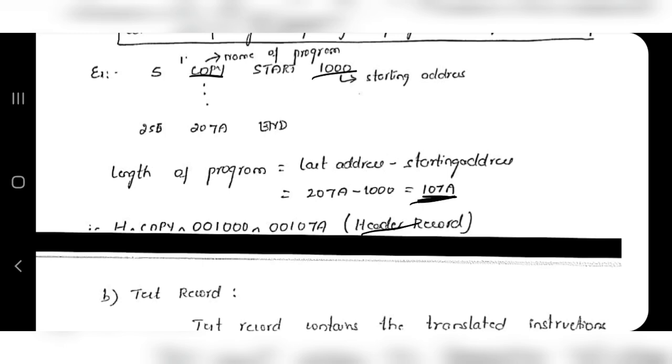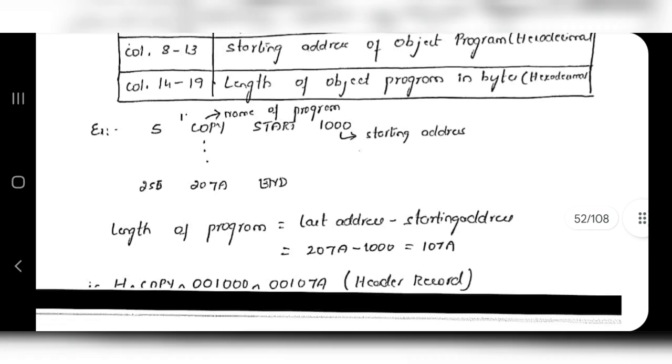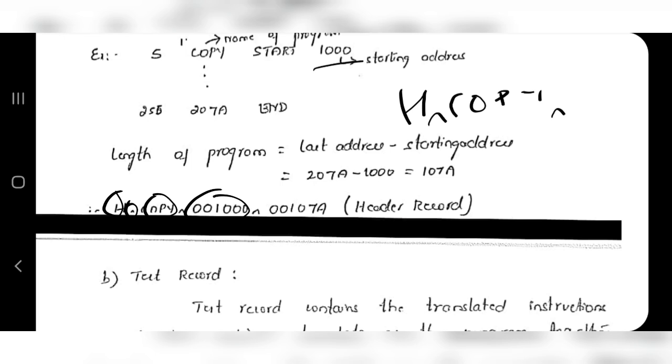So these three things only were needed, right? Three things: program name, starting address, and the length. By using these three things, you will be writing the object code. First you will be writing H, after that this caret symbol, then the name of the program, COPY, then again a caret symbol, and the starting address, you will write 001000.